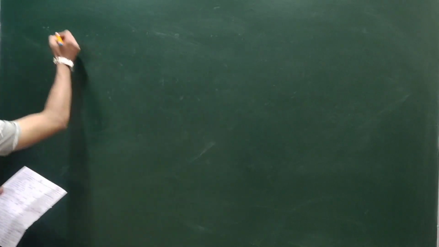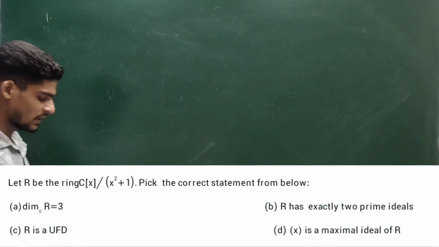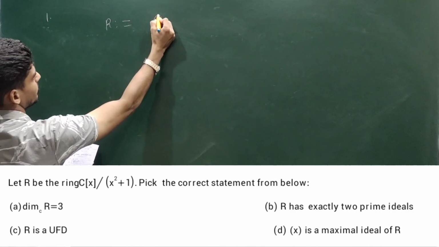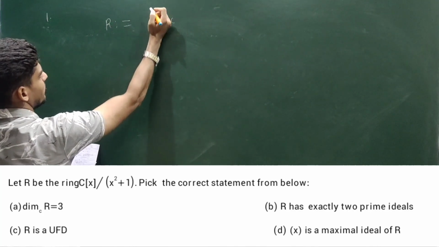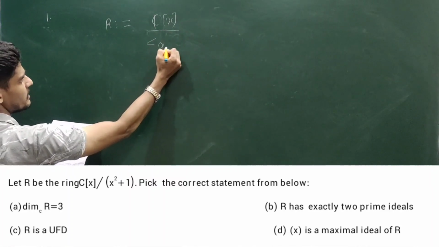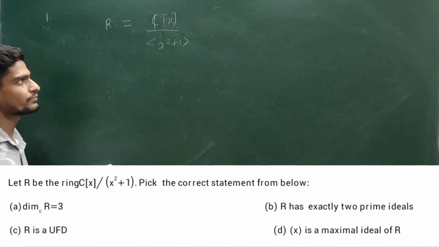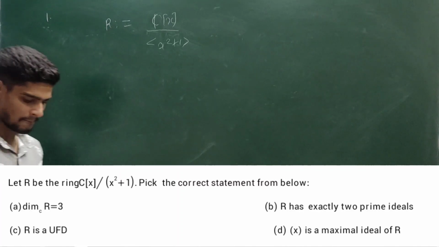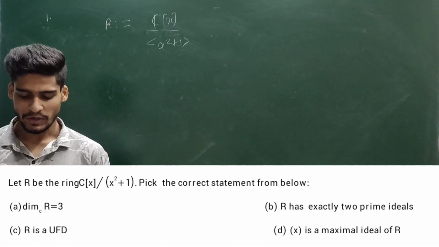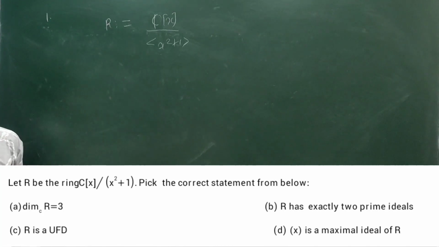चलिए स्टार्ट करते हैं. Question number 1. Let R be the ring Cx over the ideal generated by x square plus 1. Pick the correct statements from below. Option A, dimension of this R over C is 3.